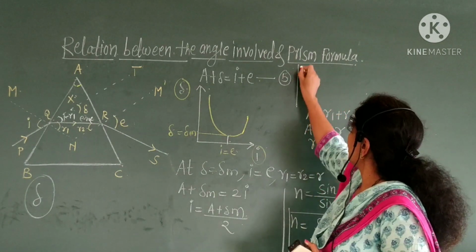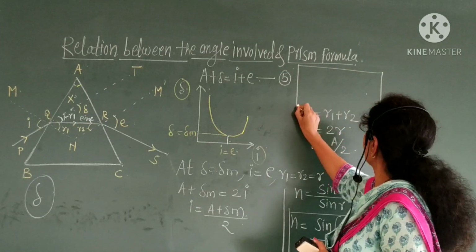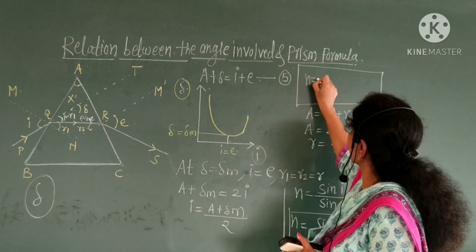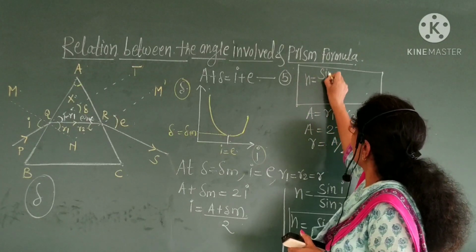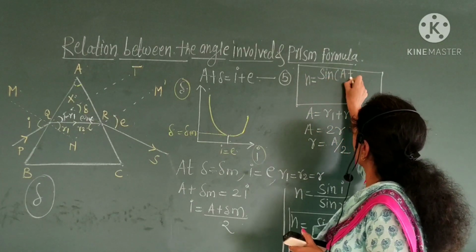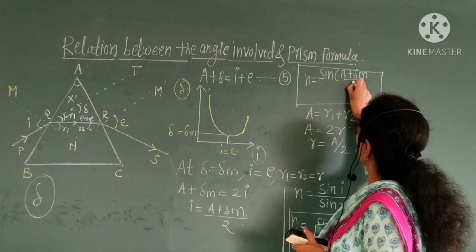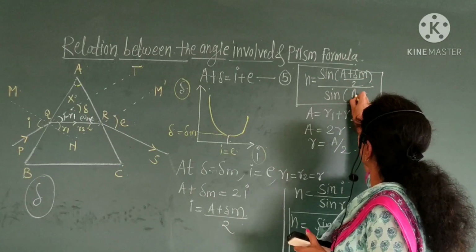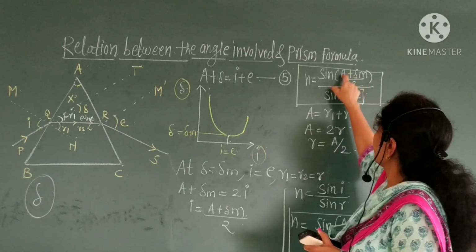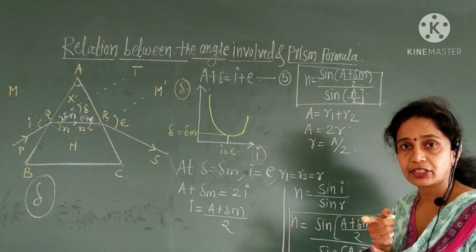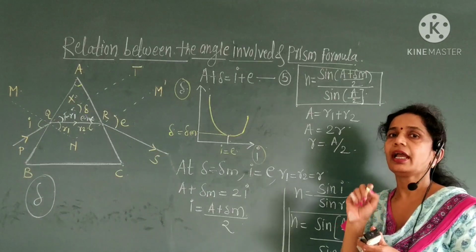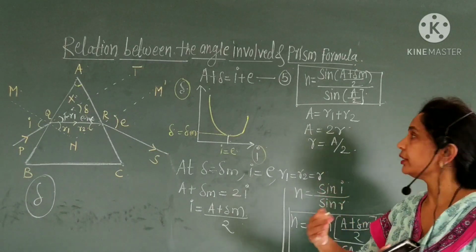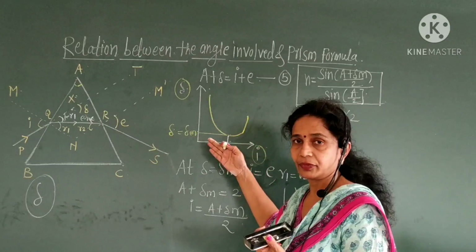Yes, I am writing here also: N is equal to sin of A plus delta M upon 2 upon sin of A by 2, where A is the angle of prism and delta M is the angle of minimum deviation. Okay? Practically, we get this result.